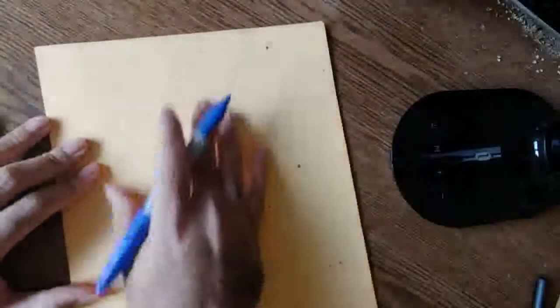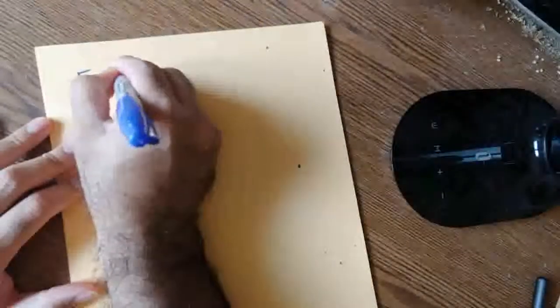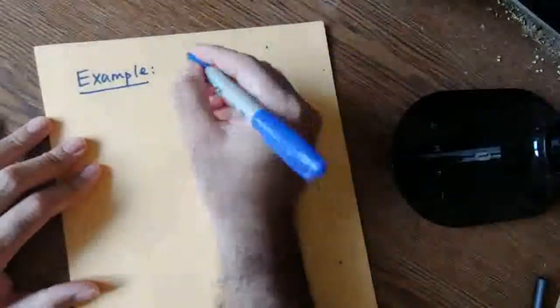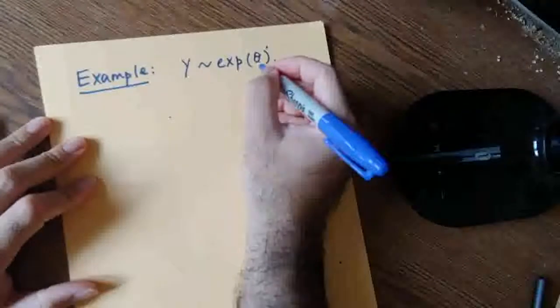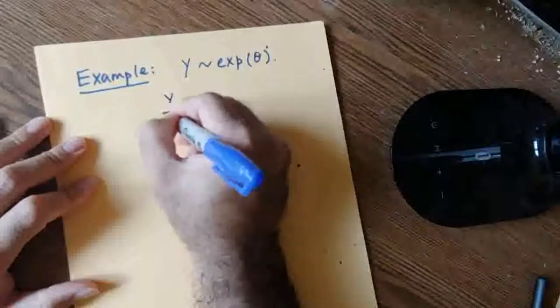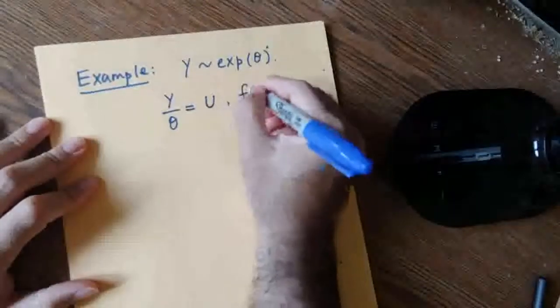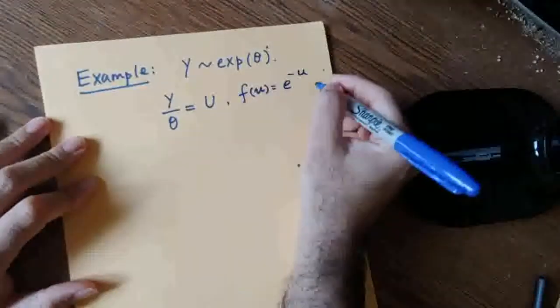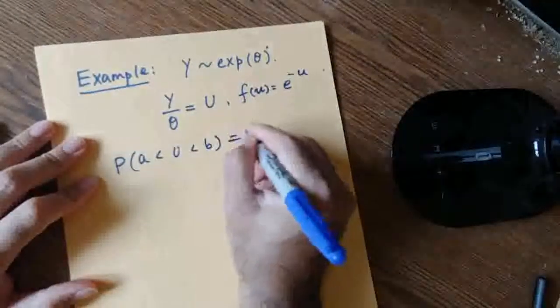Now this is kind of a concept that I'm going to explain in terms of an example. The normality is not a must. We can find a confidence interval from any distribution. For example, y is following an exponential distribution with theta. Theta is the unknown parameter. Now, y divided by theta, I'm defining as u. So the distribution of u will be e to the power minus u. Probability of a less than u less than b is 0.9.